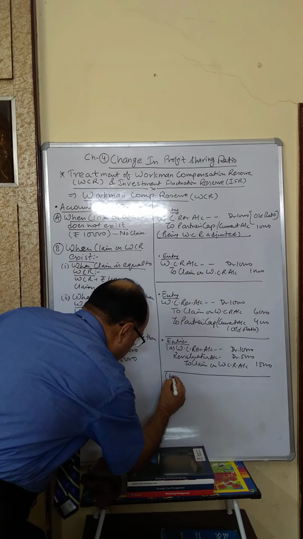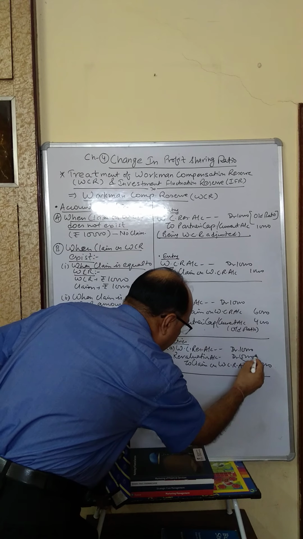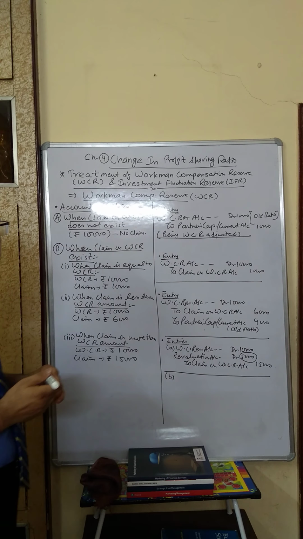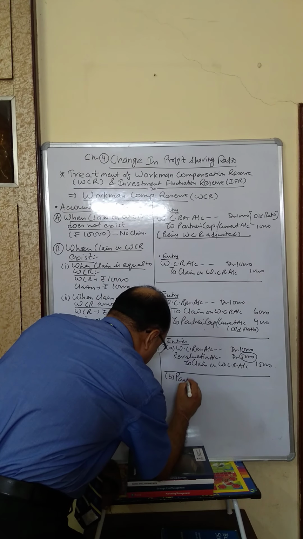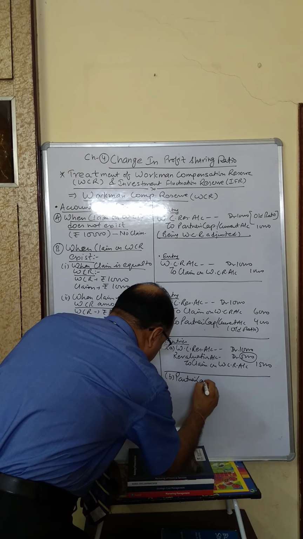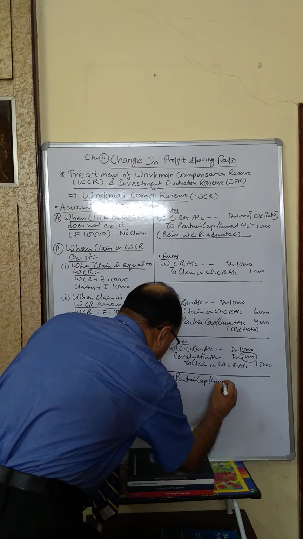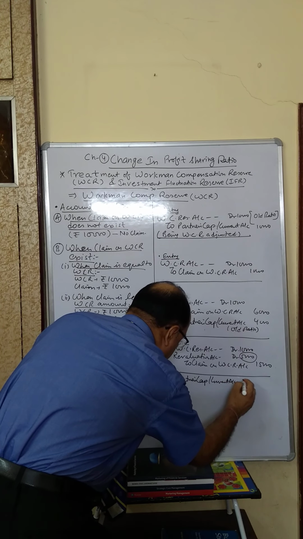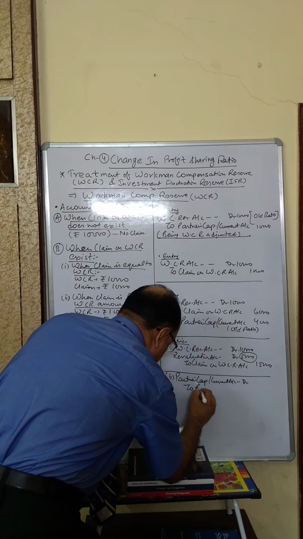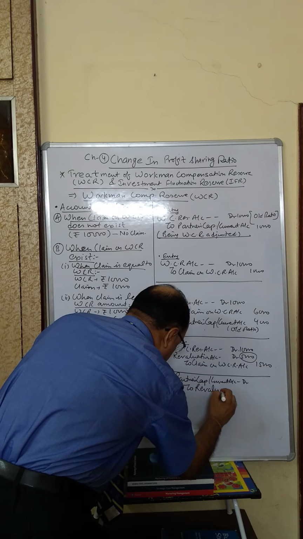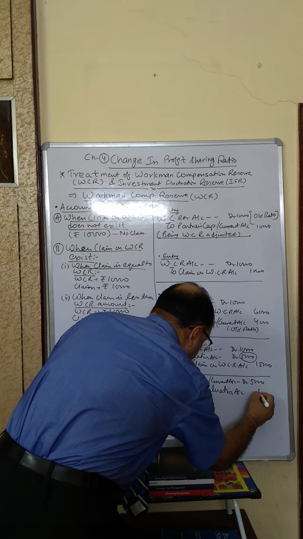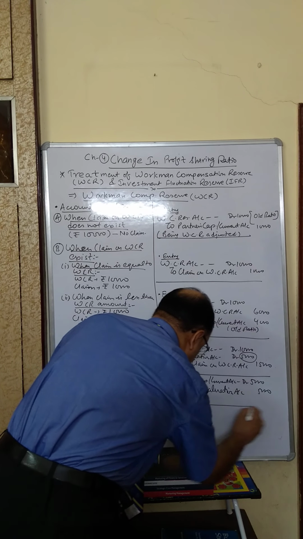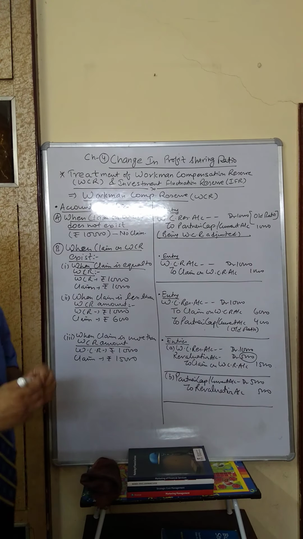Number B, this 5,000 is a loss for the firm, which will be distributed between the partners. So entry will be partners capital or current account debit to revaluation account. 5,000 debit, 5,000 credit. This will be distributed in the old ratio.